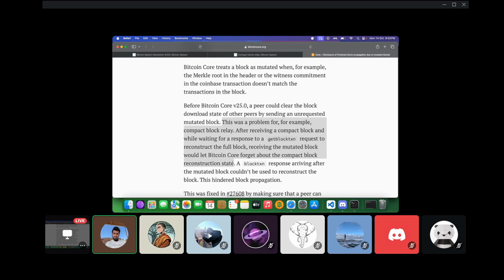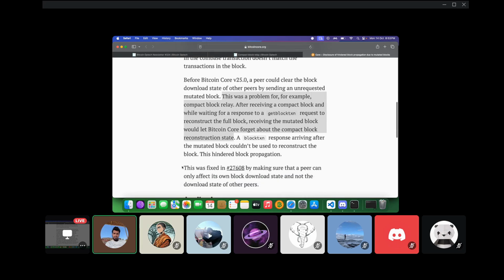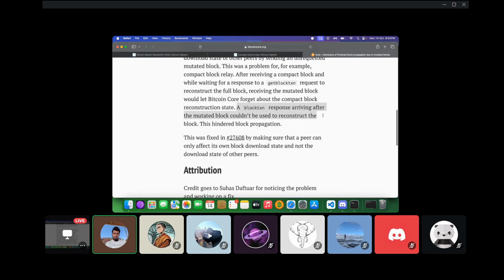So your compact block is incomplete. You are waiting for your peer to send you the missing transactions so that you can reconstruct your block. Now, while you are waiting to reconstruct your block, if you receive a mutated block of the same block index, then Bitcoin Core will overlook the fact that you are waiting for that block. A block transaction response arriving after the mutated block couldn't be used to reconstruct the block.